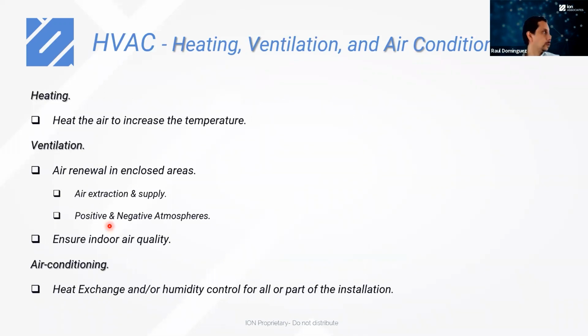So for heating, there's a heating element whose whole purpose is to increase the temperature, and then we will see the increase in temperature inside the room. For ventilation, we see that there's the air renewal in enclosed areas. For that, we have the air extraction and air supply. And sometimes we need to go beyond that, so we need positive and negative atmospheres depending on the quality required by the industry. We need to ensure the indoor air quality. Therefore, we need this kind of ventilation.